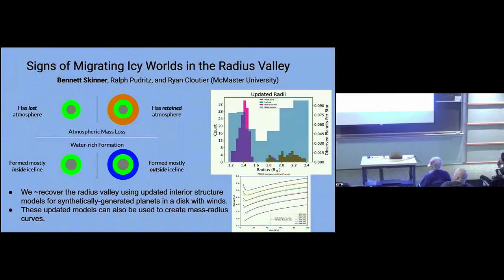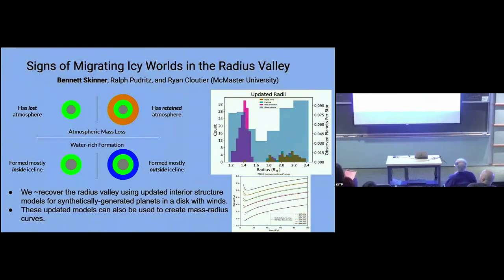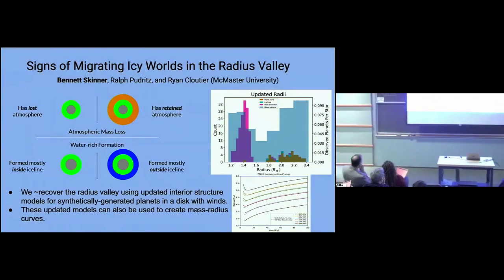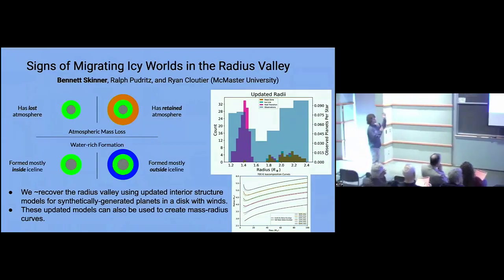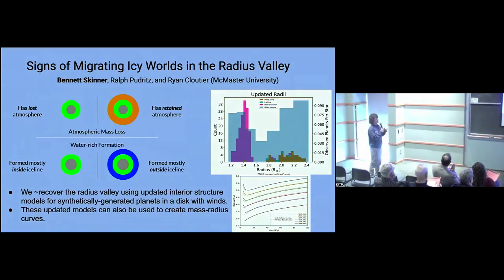Hello, I'm Bennett Skinner. I'm a master's student at McMaster University. When we were talking about the radius valley earlier, you can see that there's basically a difference between having the sub-Neptune planets with some hydrogen-helium envelope, or having them have quite a bit of water. Differentiating between these two is pretty difficult observationally because of degeneracies, but if you actually have some model of planet formation, you know what the planets are made out of because you made the planets.